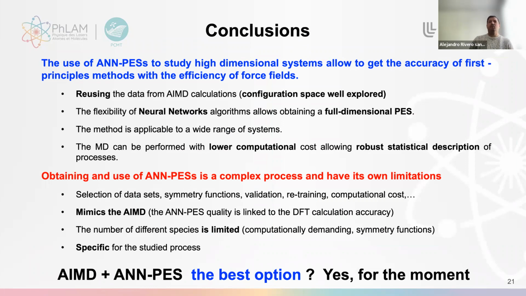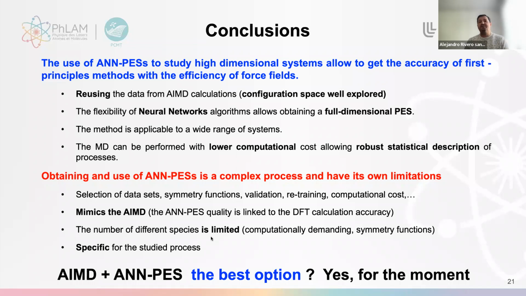In any case, I want to say that obtaining and using a neural network PES is a complex process and has its own limitations. The selection of the data sets is very complex, also the selection of the symmetry functions you can use, the validation and the retraining, and also the computational cost is not less than one day. You must spend a lot of days to have a good neural network and a good quality for your calculation. I want to say also that the neural network that you obtain mimics the AIMD calculation, because its quality is linked to the DFT calculation accuracy.